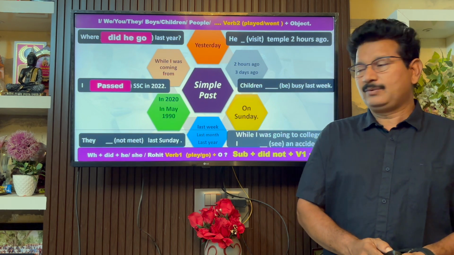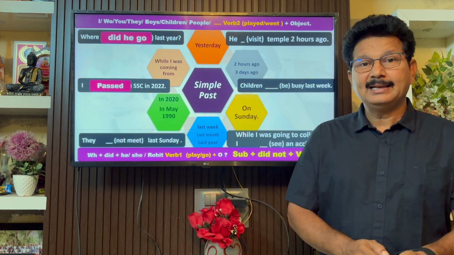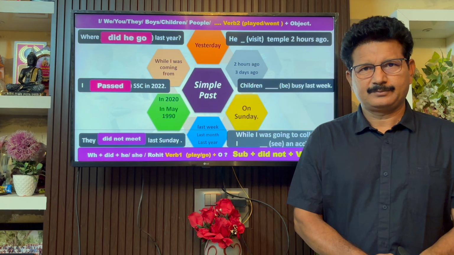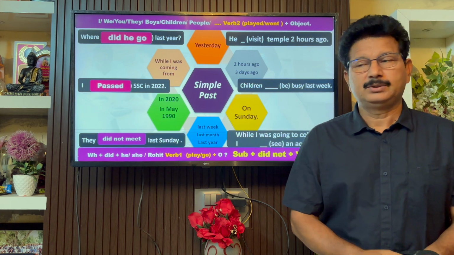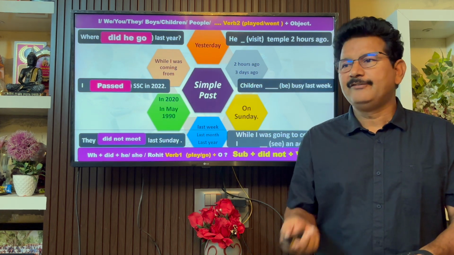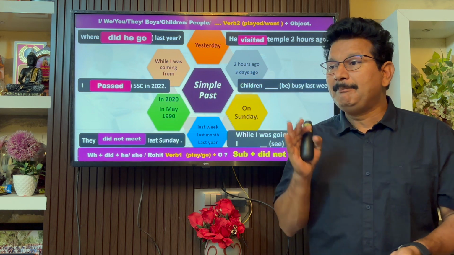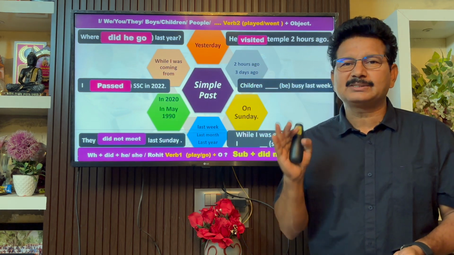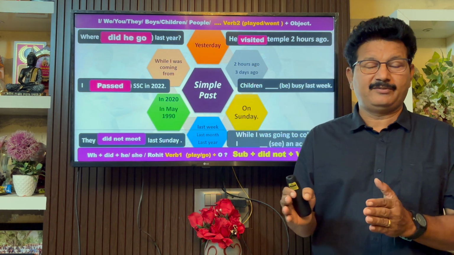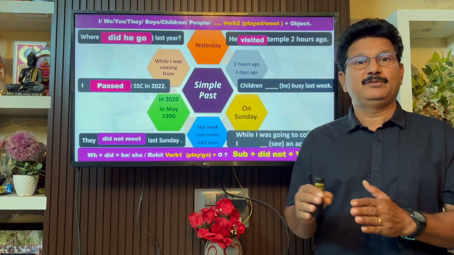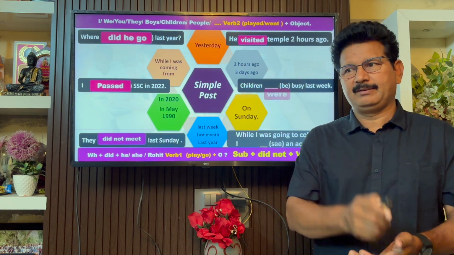And now let's look at the third one. They not meet last Sunday. So you can say they did not meet. Fine. So now if you look at he visited temple 2 hours ago, the answer is he visited, right? The fifth one is children dash busy last Sunday or last week. Here we have the helping verb be, which has the forms was or were for past tense. As it is children, the answer is children were busy, right?